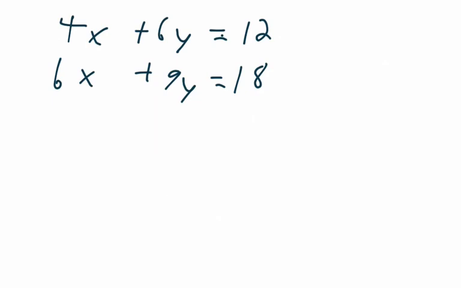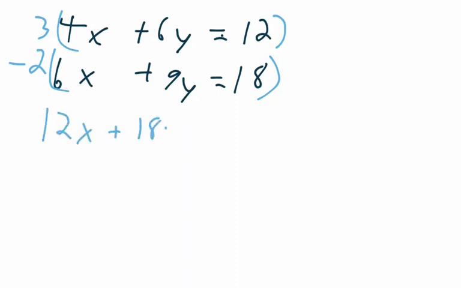For this next problem, I can multiply this top equation by 6 or by 3, and this bottom equation by 4 or negative 2. Whatever works best for you to eliminate what you can. So when I multiply the top equation by 3, I get 12x. When I multiply the bottom equation by 2, I get negative 12x, and so those are going to cancel.